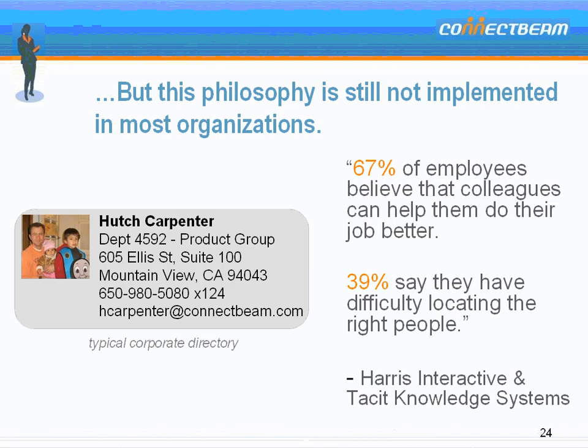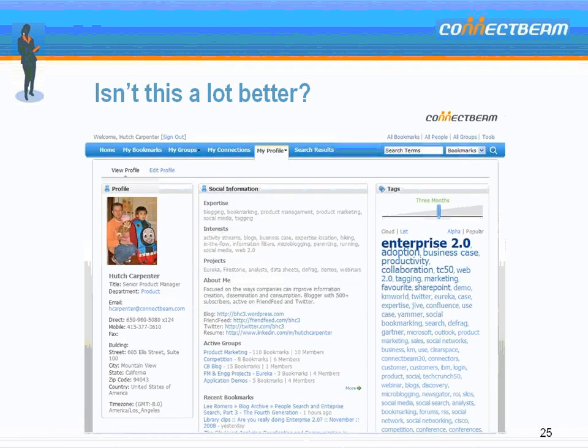So when you see, and I look to the left there, and this is a mock-up of mine, when you see a typical corporate directory, you can understand why this would be challenging. You're not getting a good read for what an employee knows and is working on. You're really getting essentially contact information. To which we ask, isn't this a lot better?